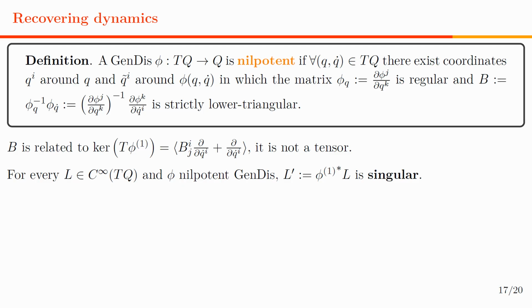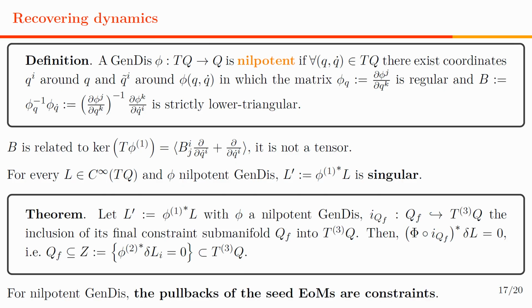But the important thing is that whatever Lagrangian we choose, for a nilpotent GNDs, the Lagrangian we obtain by pulling back along this map is a singular Lagrangian. And we can prove the following theorem, namely that the inclusion of the final constraint manifold into our phase space pulls back identically the Euler-Lagrange form of the system. So in particular, the pullback of the original equations of motion are constraints of the transformed system. So in this case, we always recover the dynamics of the original system.